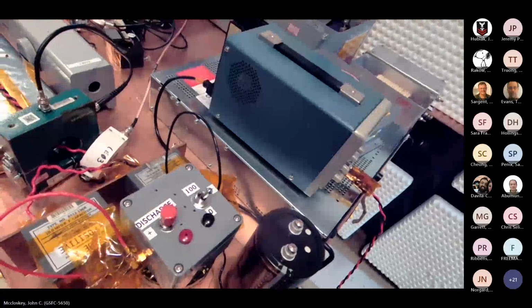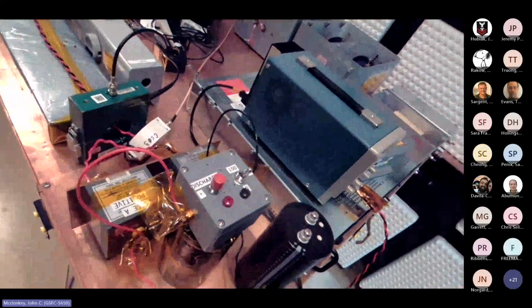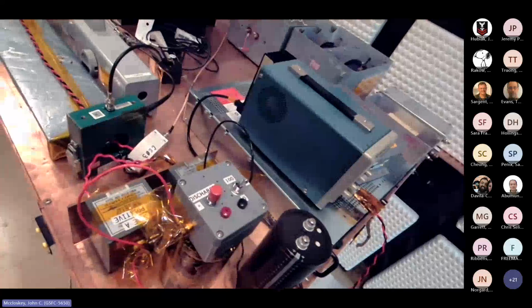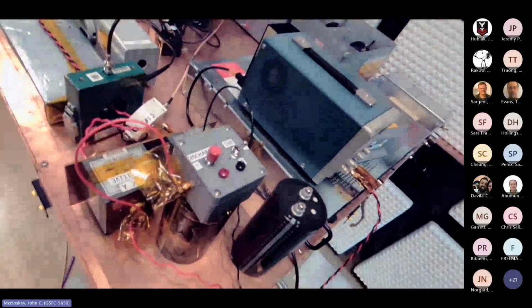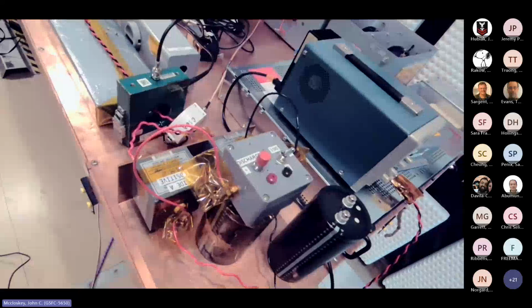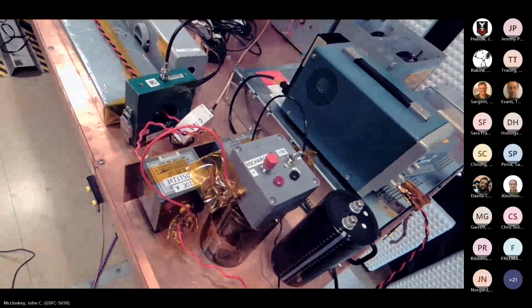So any other questions about the setup? Because then we'll get into showing you data I have taken, but showing you the rest of the test setup. Any other questions? Okay.